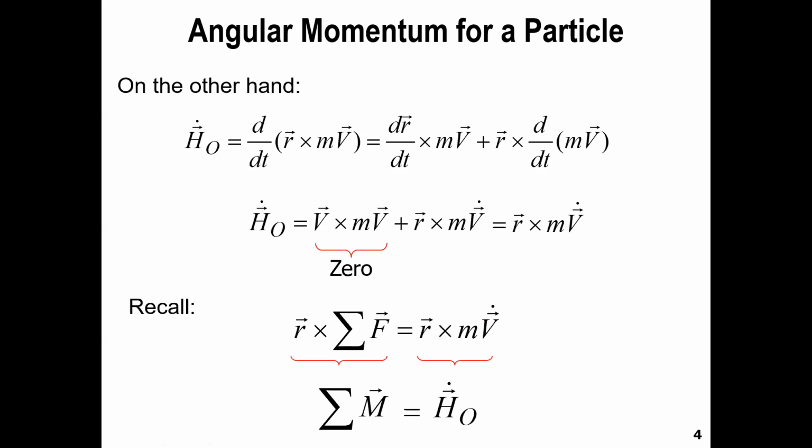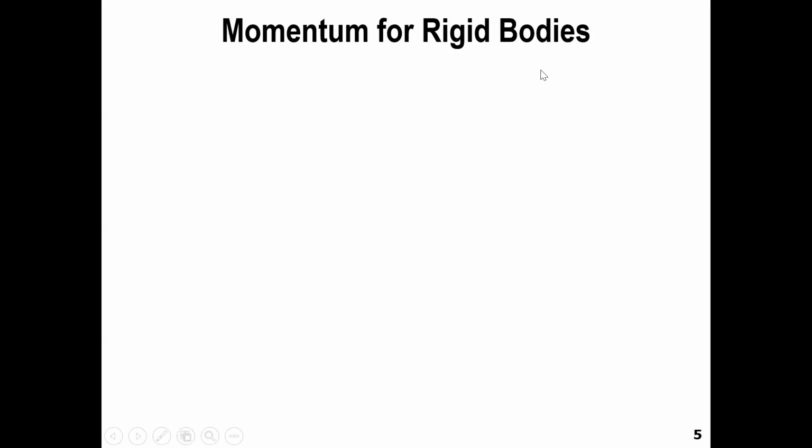So similar to linear impulse, where you have the summation of forces is L dot. We defined linear momentum as L. So the summation of forces is L dot. Here you get something like this. The summation of moments is H dot. Do you guys follow? Any question? Now, this is what happens when you have a single particle and you want to consider its angular momentum. Now, let's see what happens if you have a rigid body.